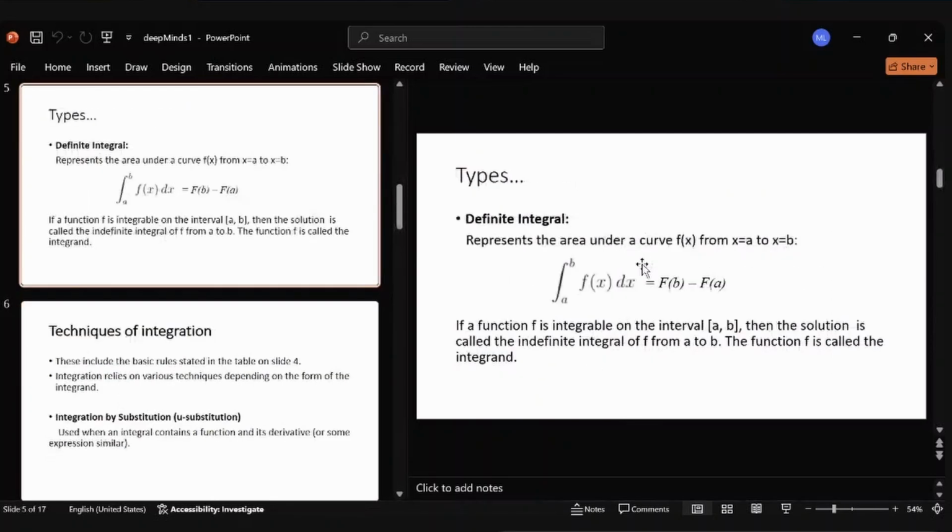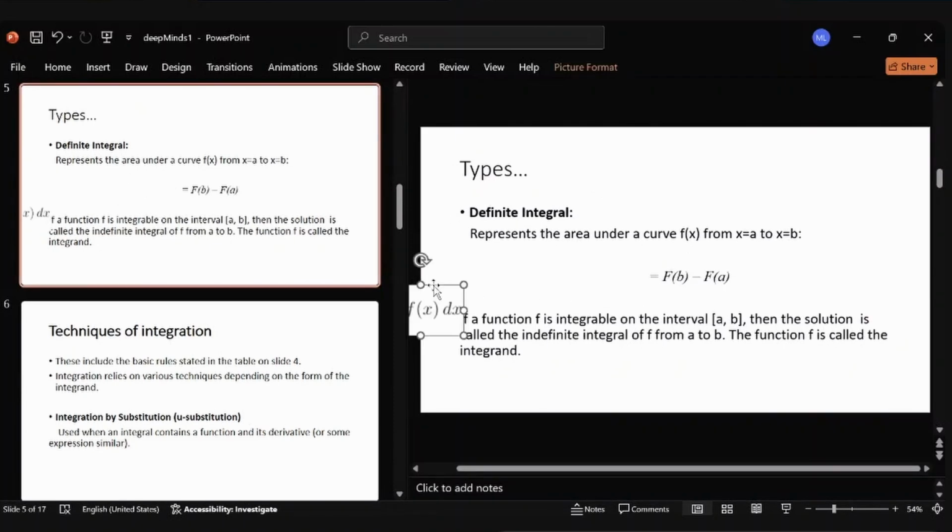The other type is the definite integral. It represents the area under a curve, but here it's bounded. It has bounds, from x equal to a to x equal to b.